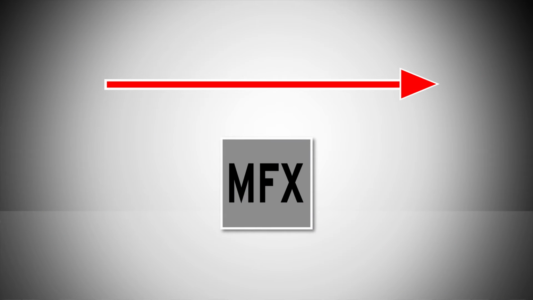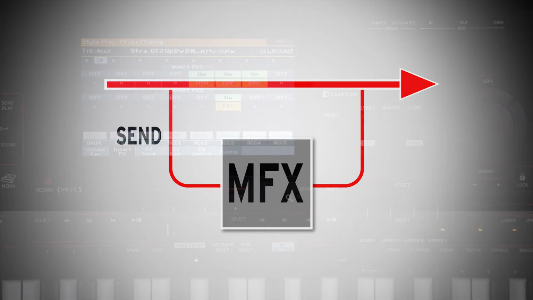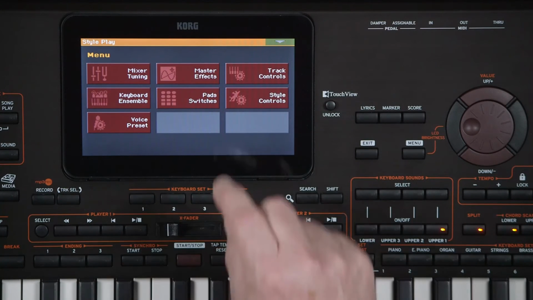Master effects work differently. They are mixed in parallel with the dry signal coming from a track. You can apply as much or as little of a master effect you want using the send parameters. So you can have a little bit of reverb on a piano, none on a bass guitar, and a lot on a string pad. Menu, Master Effects.